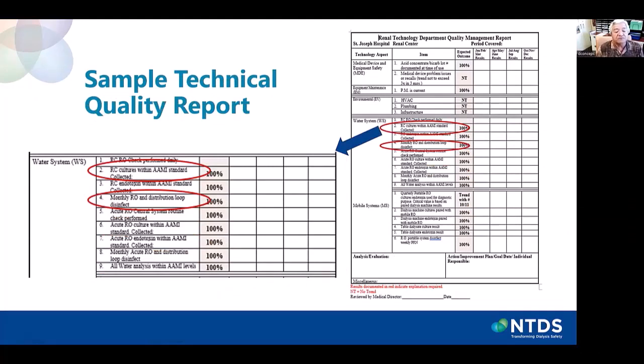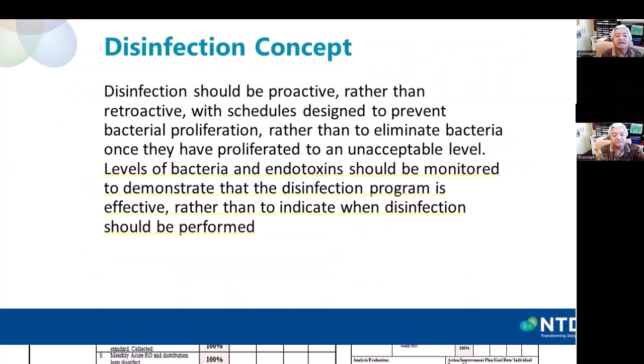The two items circled will be a focus of a survey. The date of the culture cannot be after disinfection of the water system. The obvious consequence is that the results will always be negative. Culture and endotoxin sampling should be prior to disinfection. This sample template can be obtained from ASN.